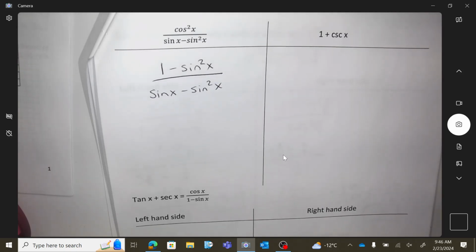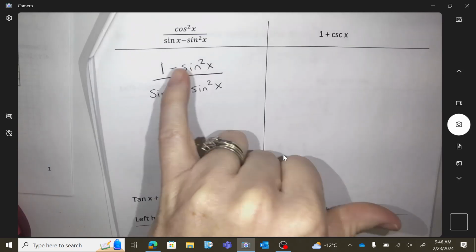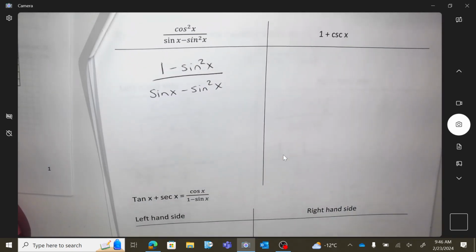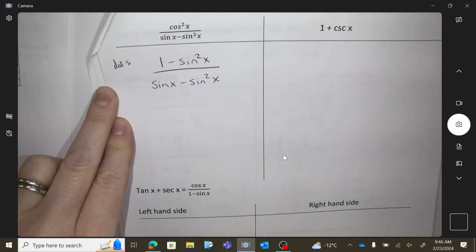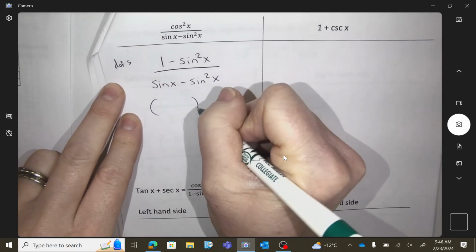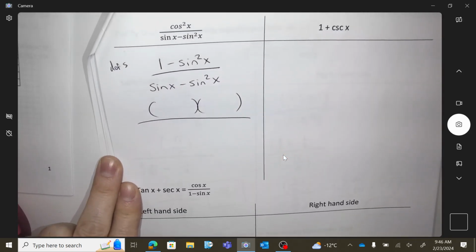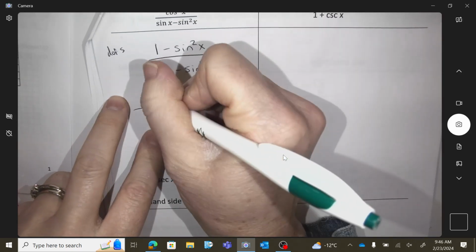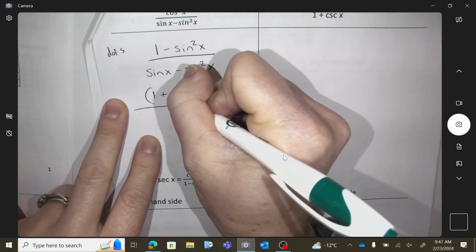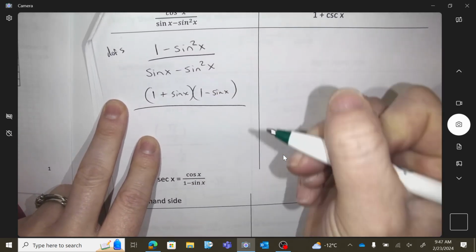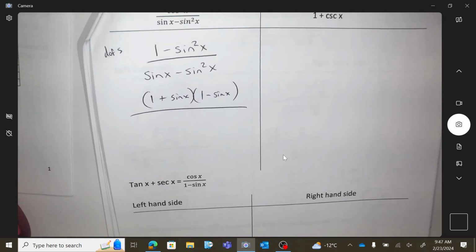Yes, you can factor. What is that top stuff? What's the style of it? Factoring. Difference of squares. Okay, that's a difference of squares. So how do you factor a difference of squares? 1 times 1 plus minus sine x. That's a difference of squares, right?